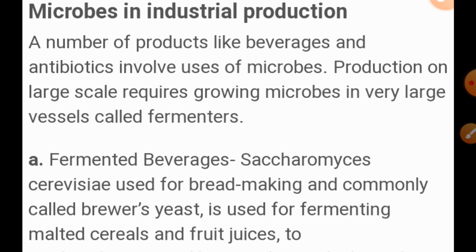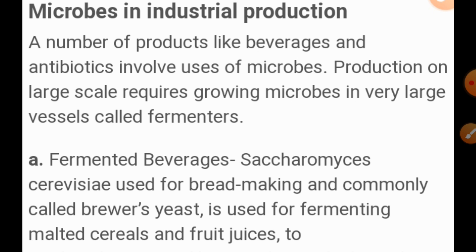First we talk about the beverages. First of all, you should know what beverages are. Beverages are substances which can be prepared in industries by fermenting fruit juices or cereal substances or malted cereal substances, meaning the different kinds of crop produce which can be fermented in the presence of some microbes.